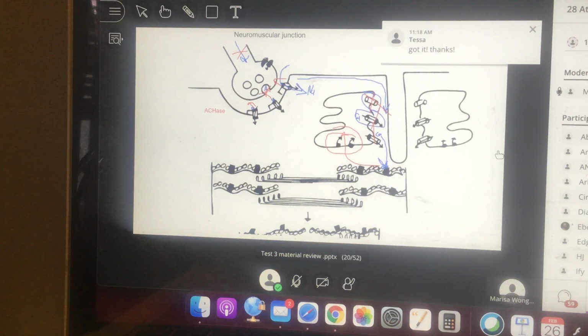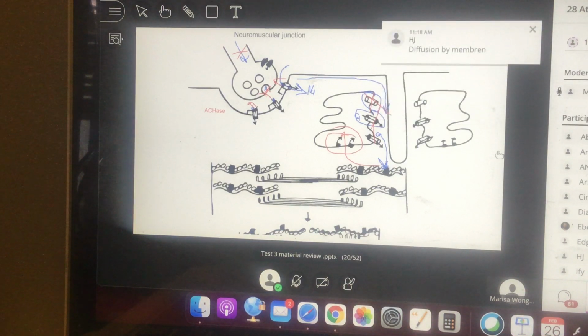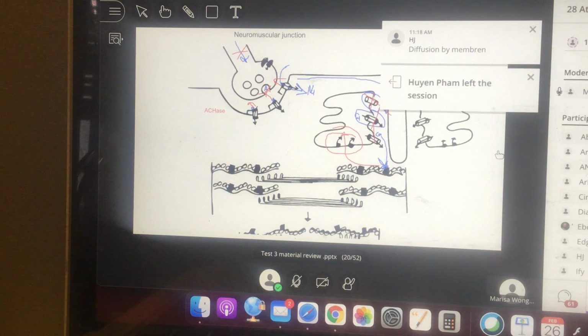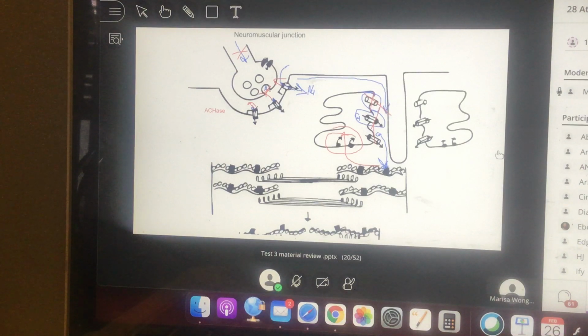Okay, let me go back. Shane, you asked about atrophy and hypertrophy in the muscle. They're both at the cellular level. You're correct, because what they are is the cell either growing or shrinking in size.